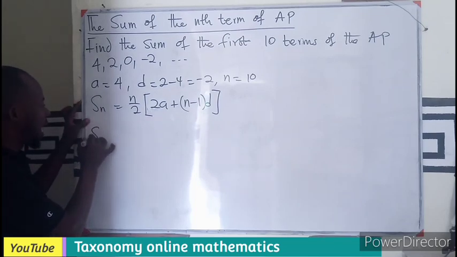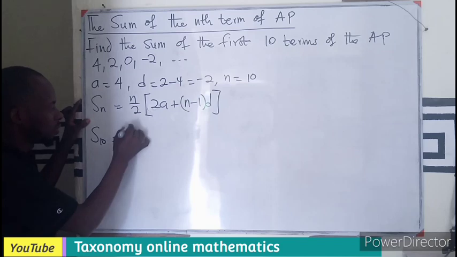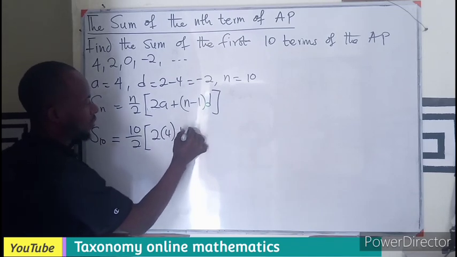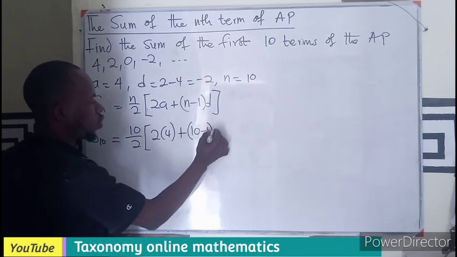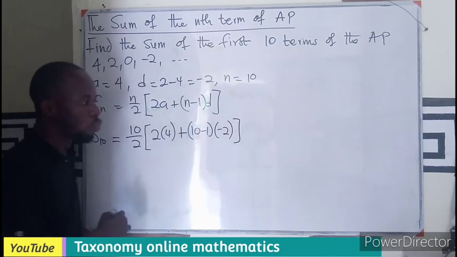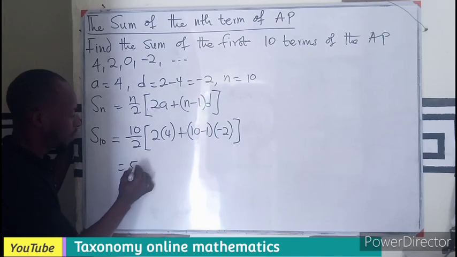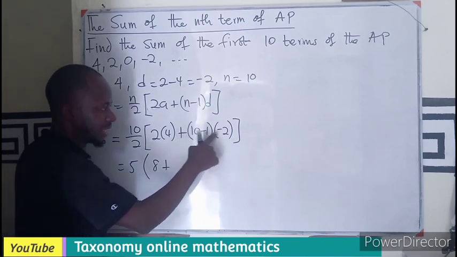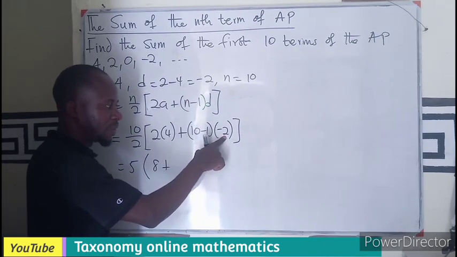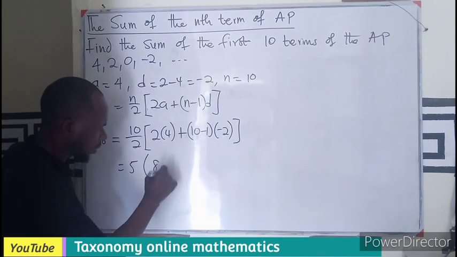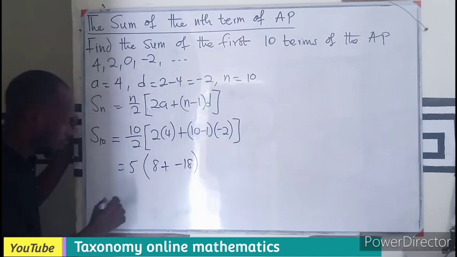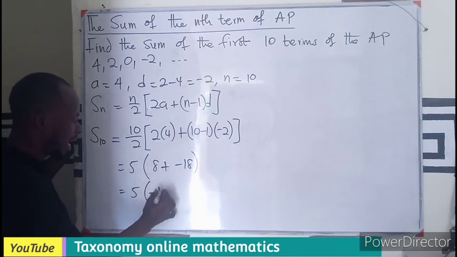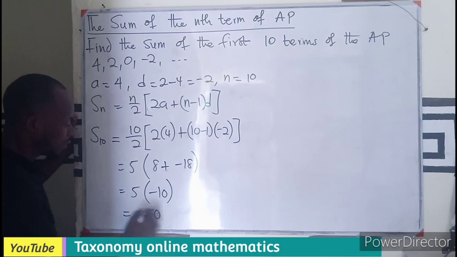So we only substitute Sn, and the n is what? 10. So 10 over 2, 2 times a, which is 4, plus into bracket n, which is now 10, minus 1, d, which is minus 2. I believe outside the bracket will give us 5. This will give us 8, plus this is going to be 9. And 9 times negative 2 will be negative 18. So we're going to have 5 multiplying. This is going to be subtraction. So 8 minus 18 is minus 10, and that will give us minus 50.